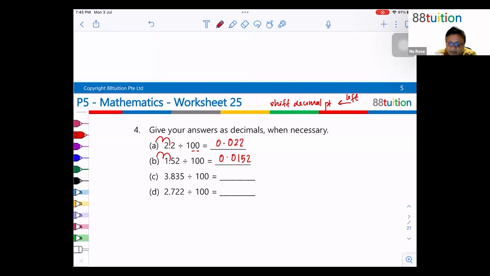So same thing, last one, part C, what do you get? 0.03835. Very good. 0.03835. Because if I multiply by 100, it's 3.835. Okay, then the last one will be 0.02722. Okay, well done. All right.